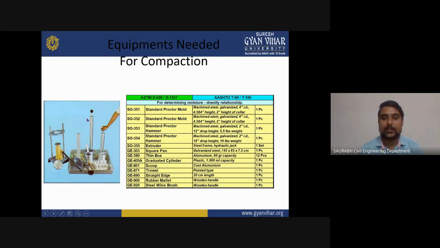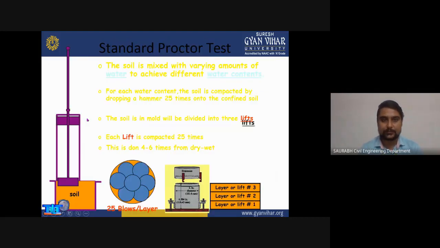Now come to the equipment needed for the compaction. As you can see here, first is the standard Proctor mold, which is required, one piece. The standard Proctor hammer will be required, one piece. An extruder will be required, one set, and a square pan, one set. Tin boxes will be required, 12 pieces. A graduated cylinder will be required, one piece. A scoop, one piece, and a trowel, also one piece. These are the equipment needed for doing the compaction of a soil.